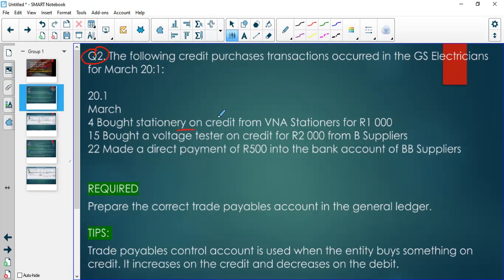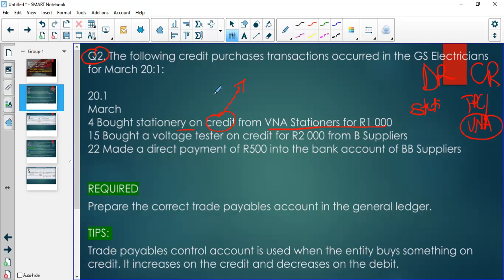So we bought stationery on credit from VNA Stationers, 1,000. If you want the debit and credit here, we bought stationery, right? So we're going to debit stationery. We're going to credit trade payables control, also the name of VNA in their own account. So we're going to open a VNA account in what is referred to as a subsidiary ledger. In the subsidiary ledger, there are individual people's names, so their individual accounts, and we know who actually owes us how much, or who we actually owe how much.